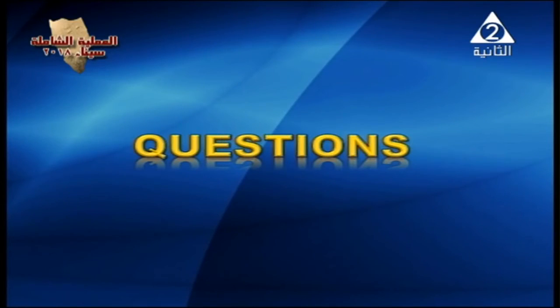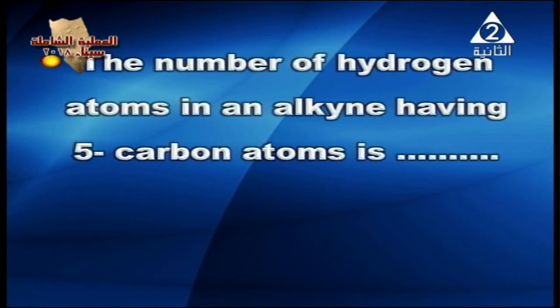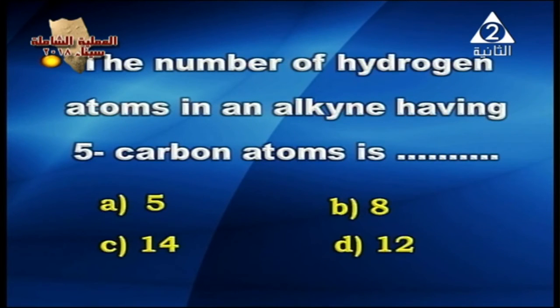Now, my dear students, we are going to discuss some questions. Choose the correct answer. The number of hydrogen atoms in an alkyne having 5 carbon atoms is what? Is it 5, 8, 14, 12? If you think about it and you apply the general molecular formula of alkyne, which is CnH2n minus 2, the answer will be 8.